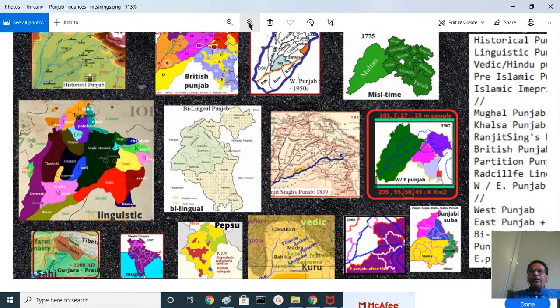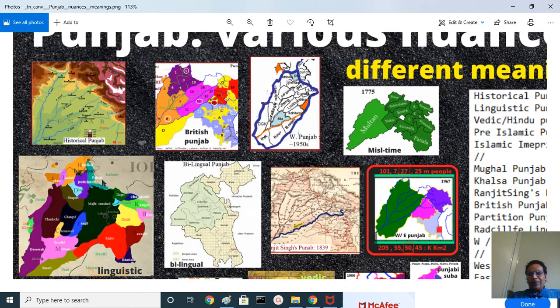Then, we discussed historical Punjab, linguistic Punjab, Vedic Punjab, pre-Islamic Shahi Punjab, and Mughal Punjab. After the collapse of the Mughal Empire and the Third Battle of Panipat, when Marathas were defeated by the invading Duranis under Ahmad Shah Abdali in January 1761, a lot of political vacuum emerged in the central Punjab region because Marathas failed to conquer Punjab completely, even though they conquered and ruled for a few months.